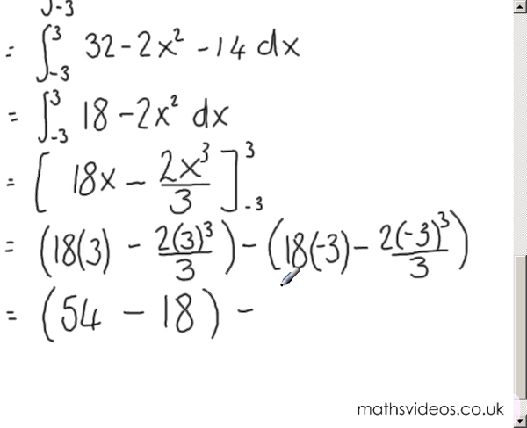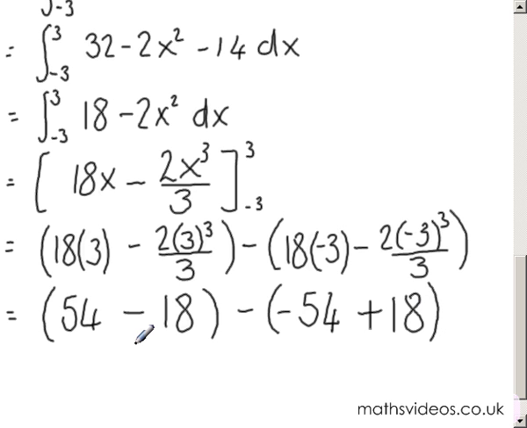And then we're going to subtract our second bracket, so 18 times minus 3 is negative 54. And well, it's negative times another negative, which means it's going to be positive. And then if we work this out, we find that our answer is 18.